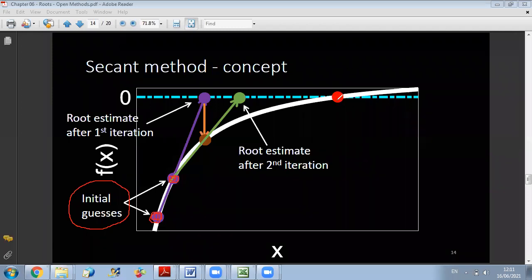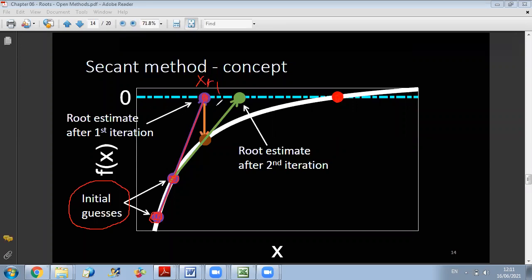So this is what we are doing here. This is the root. We start with 2 initial guesses that are not bracketing the root. And the technique will consist of just joining the 2 points. And then the intersection with the x-axis will be the new estimate of the root. So this is, for example, xr1. After the first iteration, this is my first estimate for the root.